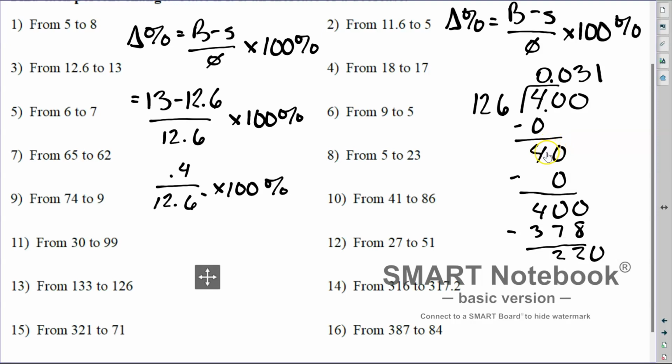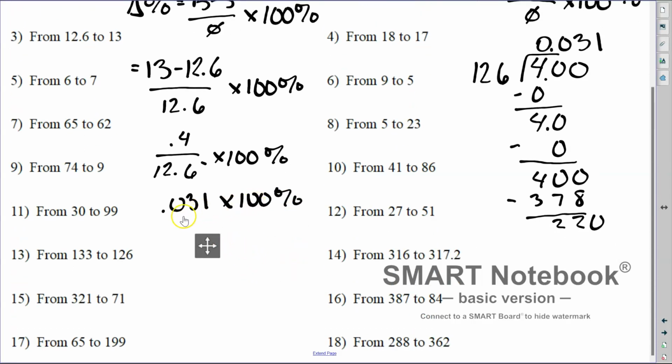All right. So now that we have that, we go ahead and bring it down here. So we have 0.031 times 100%. What this means is you take the decimal and you move it over twice. When you multiply by 100, it goes 1, 2. So now we have 3.1. Bring the percent, and that's what we have. That's what results in this formula.